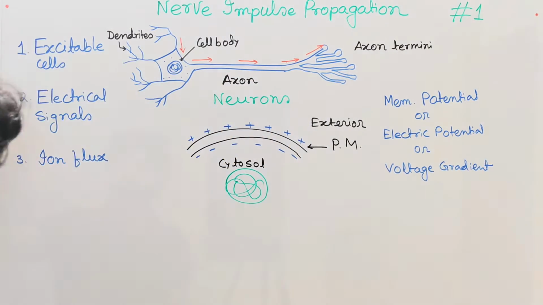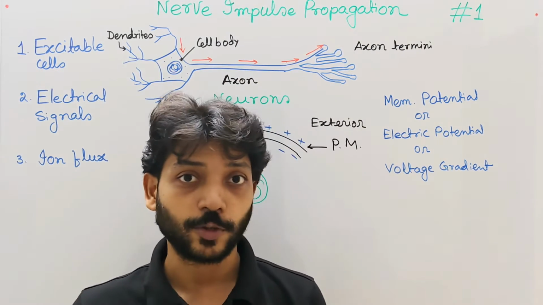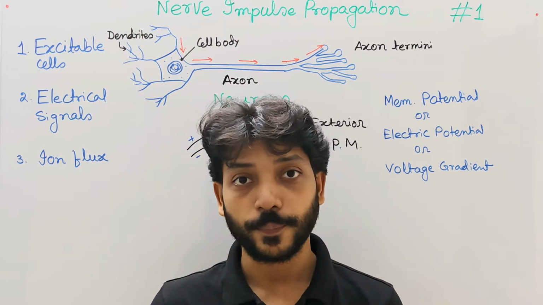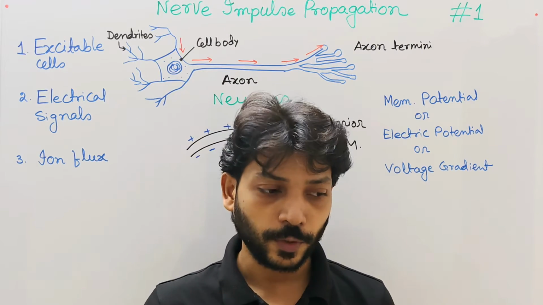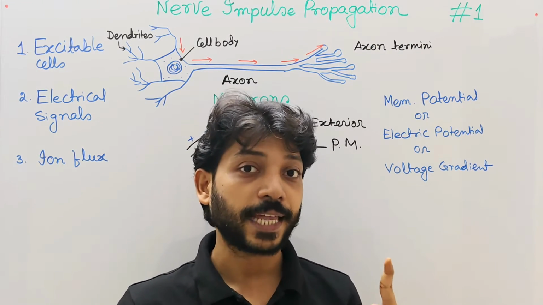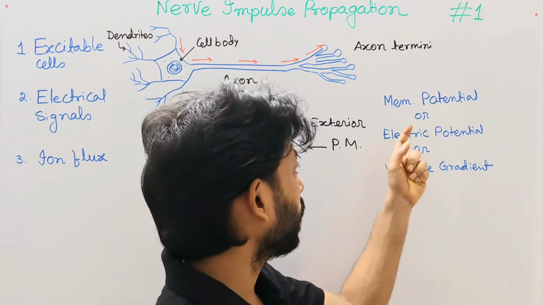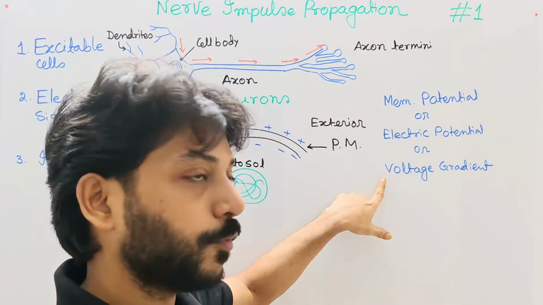Now the first important point I want to mention is excitable cells. Neurons are a member of a class of cells called excitable cells. Not only neurons, but muscle cells, beta cells of pancreas, eggs, these are all excitable cells. Now these excitable cells have two important properties. The first is they can sense the change in membrane potential. I have written here, membrane potential is also called electric potential or voltage gradient.